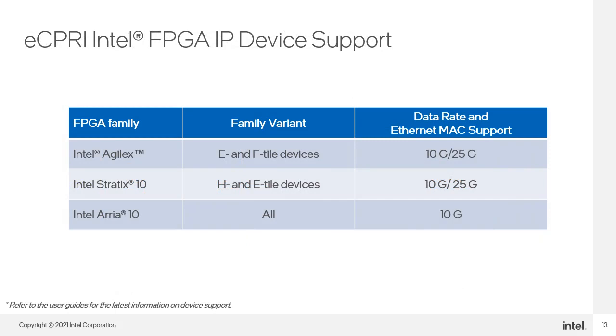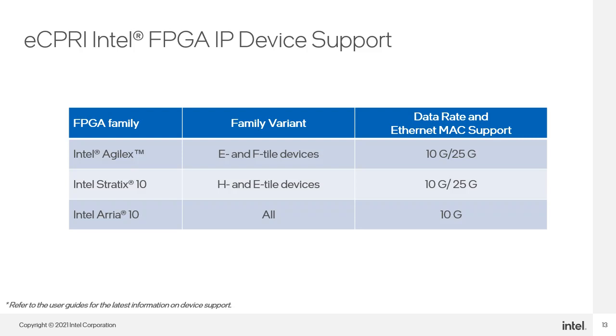This table shows the Intel FPGA device and Ethernet IP solutions that are supported by the eCPRI IP. FPGA support includes Intel Agilex, Intel Stratix 10, and Intel Arria 10 FPGA families. For Intel Agilex FPGAs, the IP is currently supported on E-tile and F-Tile devices with the tile resources configured for 10 gig or 25 gig Ethernet operation.